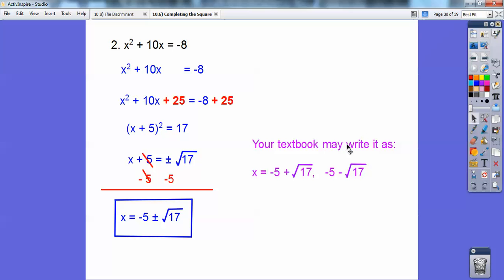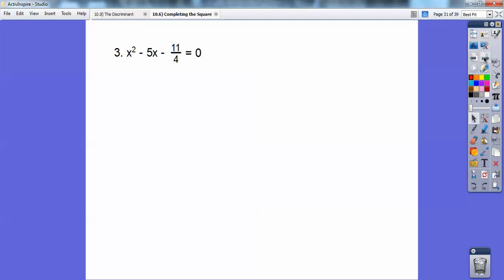Okay, your book, at least my textbook, writes it as this: negative 5 plus root 17, negative 5 minus root 17. Here's my plus or minus. I think it's easier to write it like that, but whatever. Okay, all right, what else do I have? Okay, so let's solve this guy.